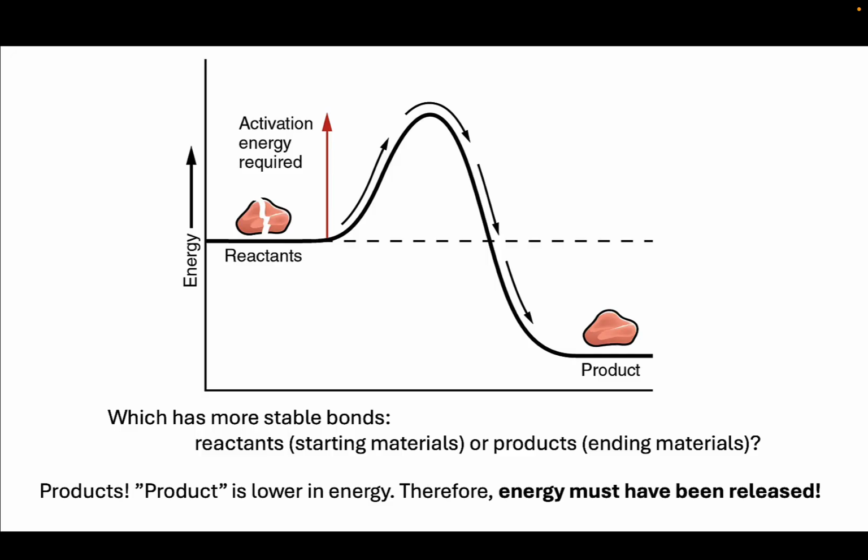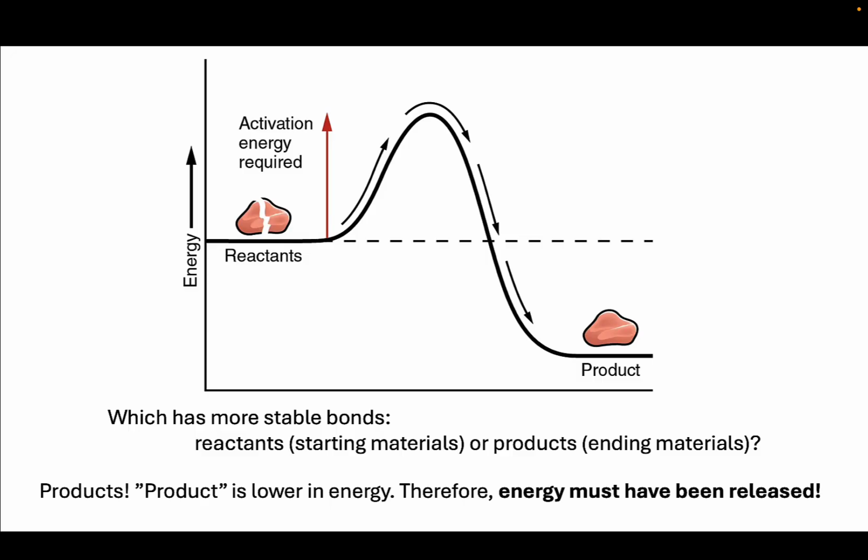All right, hopefully you're able to answer. It's the products. Products are lower in energy. Therefore, the products contain more stable bonds. Again, we break the less stable bonds of the reactants. That takes some energy. And then we form even more stable bonds, getting back all of that energy that we put in in the first place and more. When the products have more stable bonds than the reactants, we end up having energy come out of the reaction.